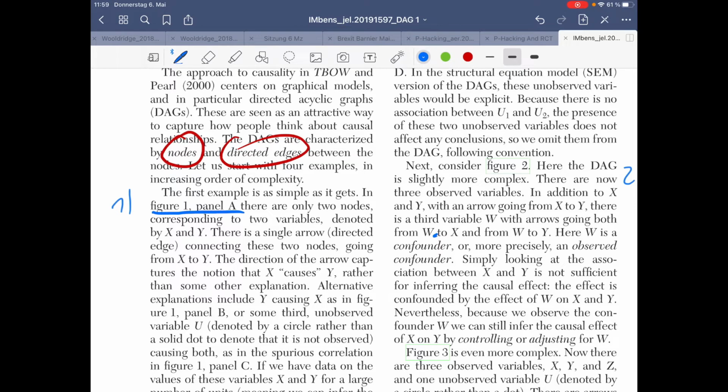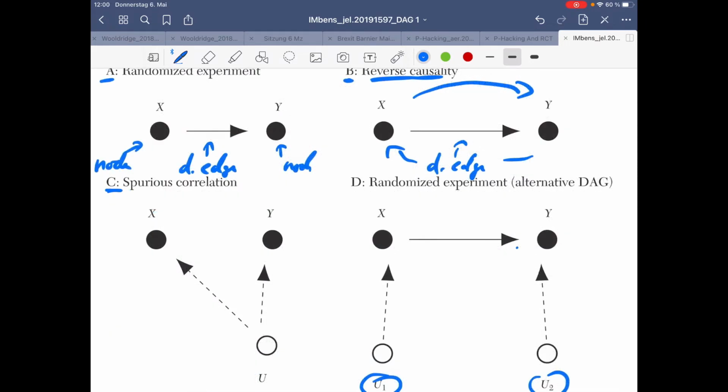You might have a look at figure 1 panel C, and here unobserved factors, unobserved variables, U, denoted by a circle rather than a solid dot to denote that it is not observed, causing both, as in the spurious correlation. So that's panel C, the spurious correlation, the unobserved U causing or influencing x and y.